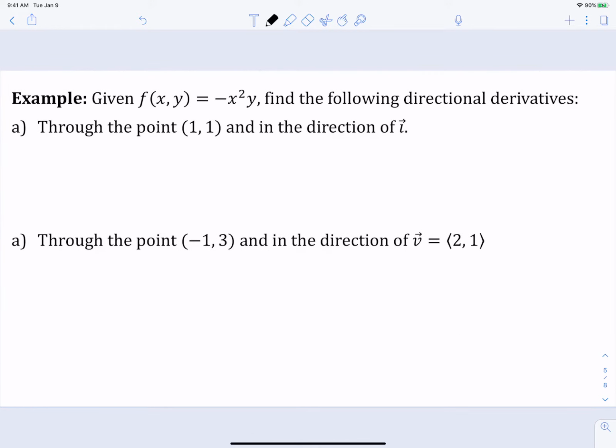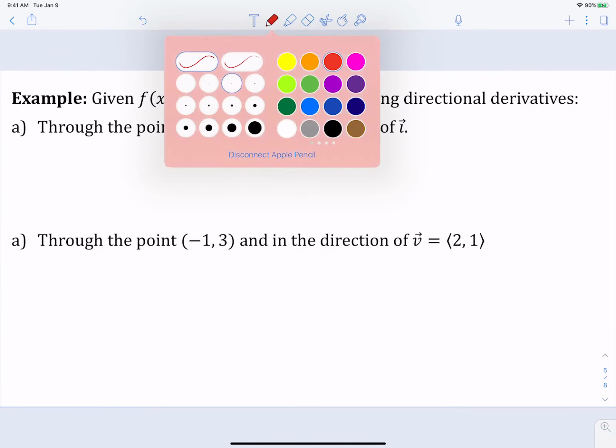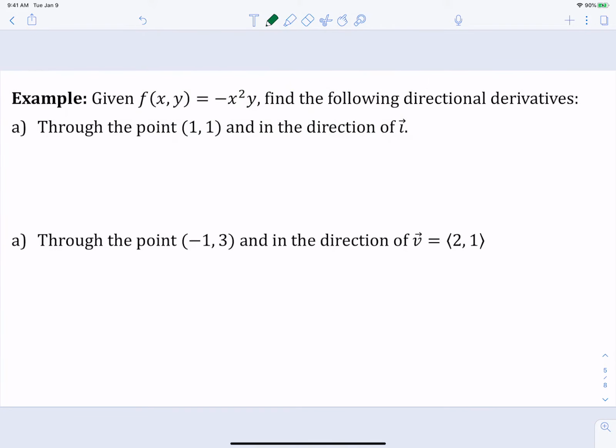Okay, let's take a look at an example here. So say we're given a function f of x, y, and it's equal to negative x squared y, and we want to find the following directional derivatives. So we want to go through the point (1, 1) and in the direction of i, and this is going to be a quick one here. So i is (1, 0), that's in the x direction, the positive x direction.